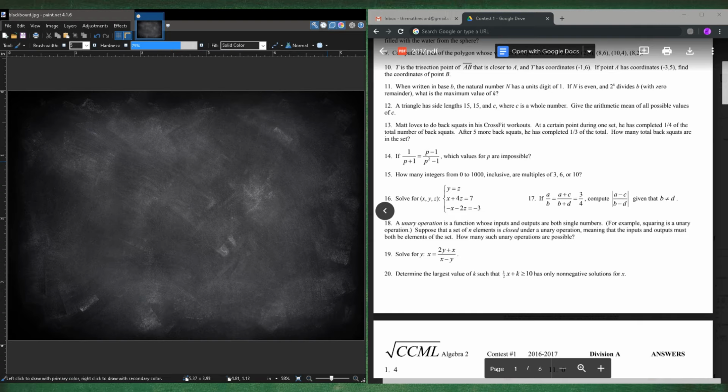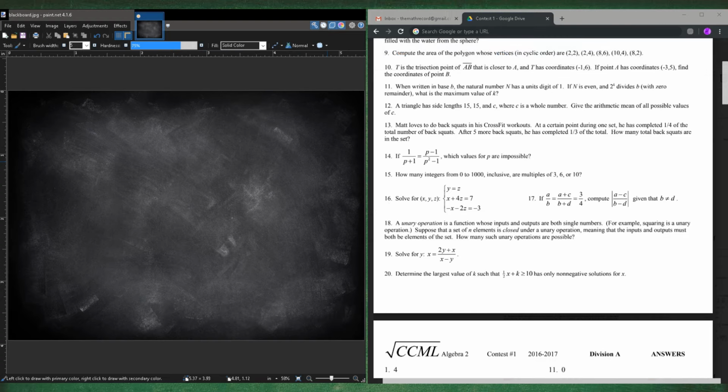Okay. Question 15. How many integers from 1 to 1,000 are multiples of 3, 6, or 10? So 1,000, this is inclusive, divided by... since we have multiples of 3, 6, or 10, we don't really have to do 6, because if it's a multiple of 3, right, then it's... you just think about this example.